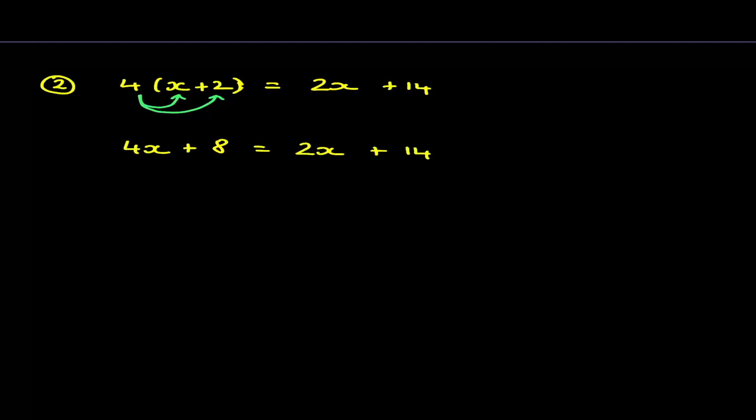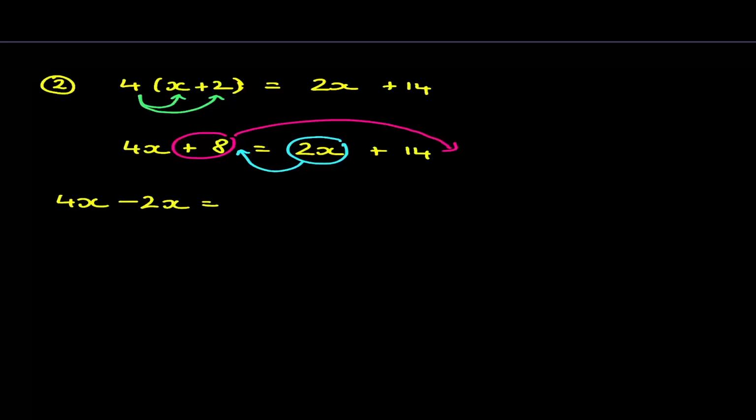And then we do the same as what we did last time. So this 2x you're going to bring to this side. And this 8 you're going to bring to that side. And watch out for the signs. So left hand side is just 4x take 2x. Right hand side becomes 14 take 8.